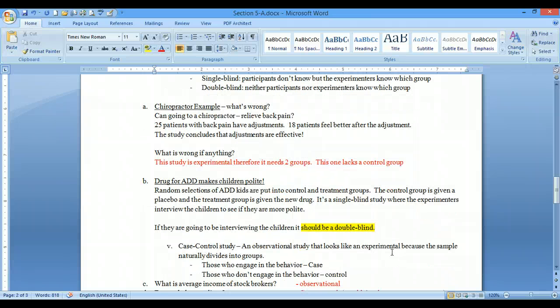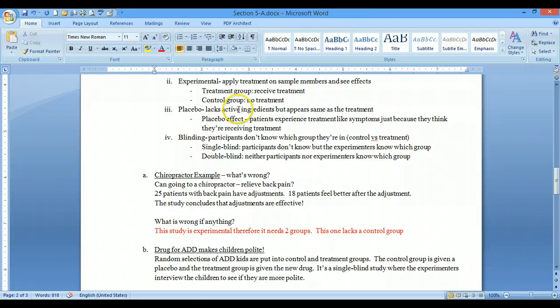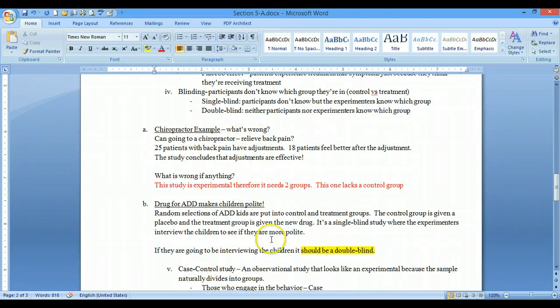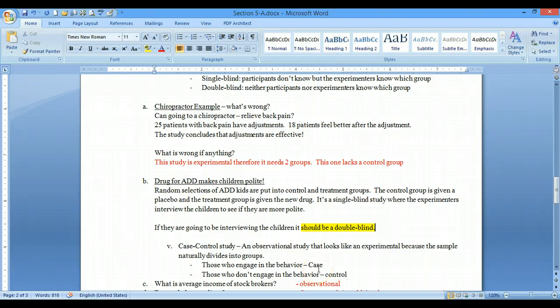There's actually one more study. It's called case control. It's an observational study. Now remember, observational means that you don't influence, you just measure the characteristics. It's an observational study, but it looks like experimental because the samples naturally divide into groups. The groups are those who engage in a behavior, and they're called the case, and those who don't engage in the behavior, and they're called the control. So it's a case control study. Remember, it's observational. And these are things like people who smoke versus people who don't. It's observational, and you just find the results between the two groups that have naturally divided.